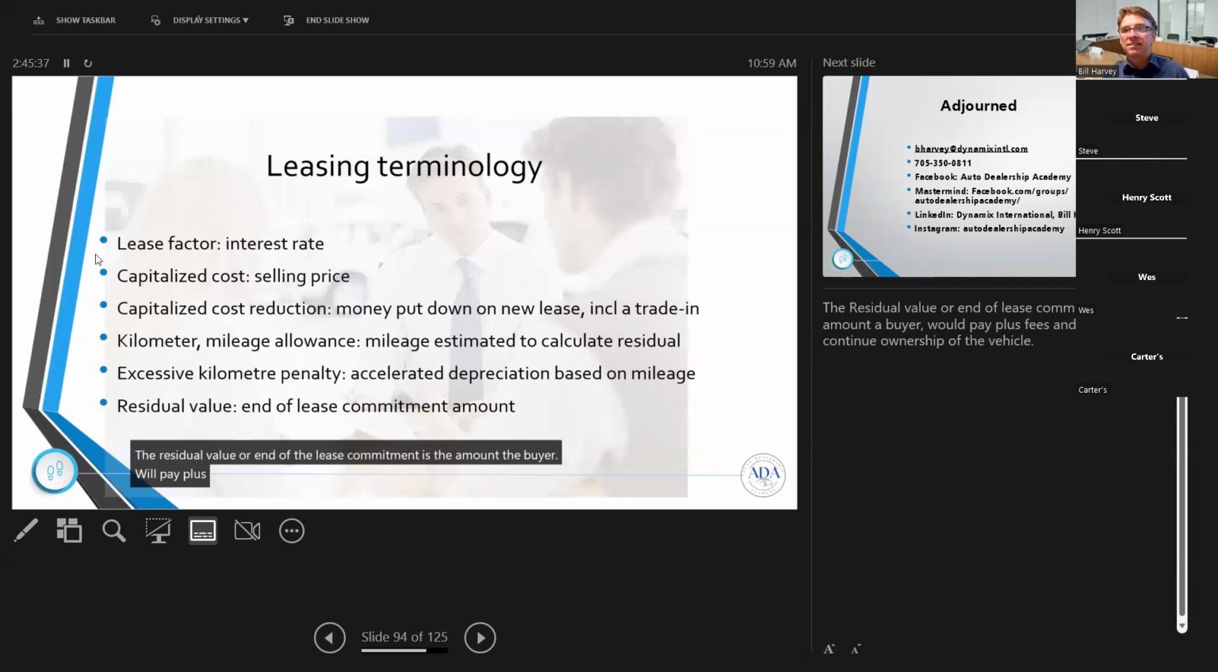The residual value or end of the lease commitment is the amount the buyer will pay, plus fees and taxes and certification, if that is necessary in your country, to continue ownership of the vehicle.